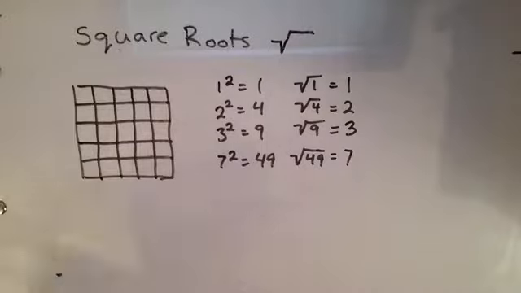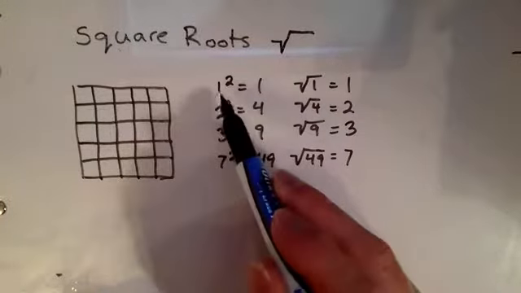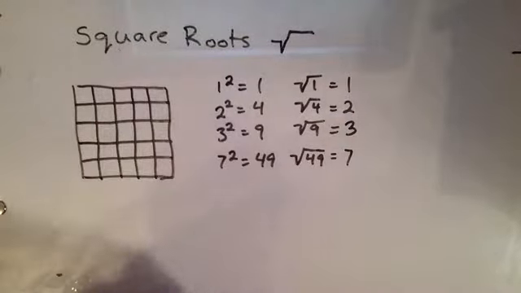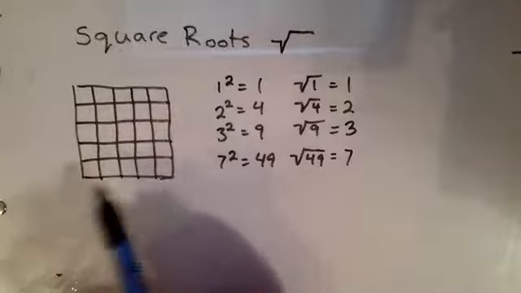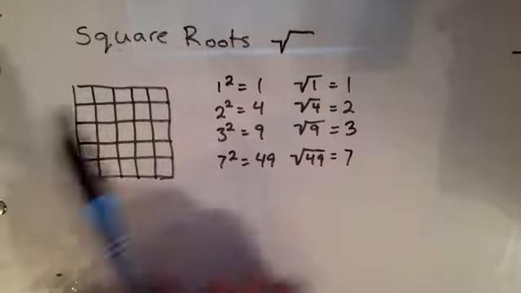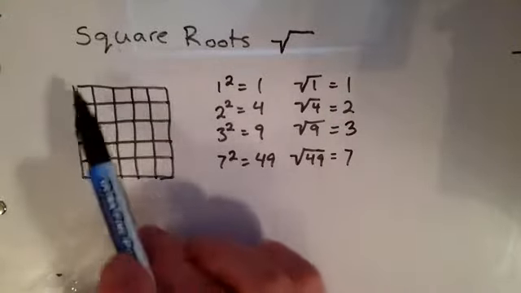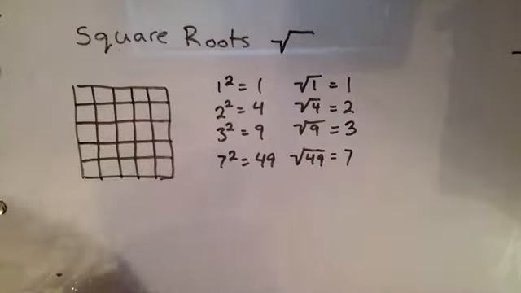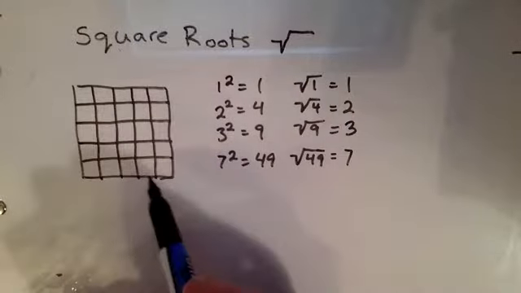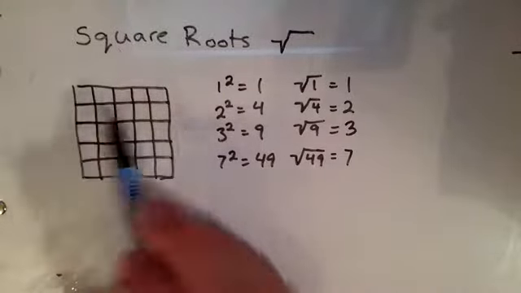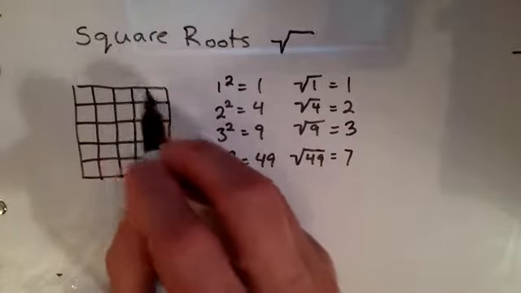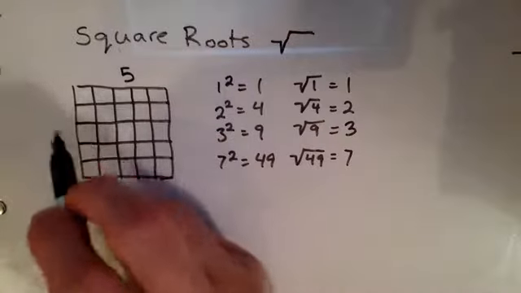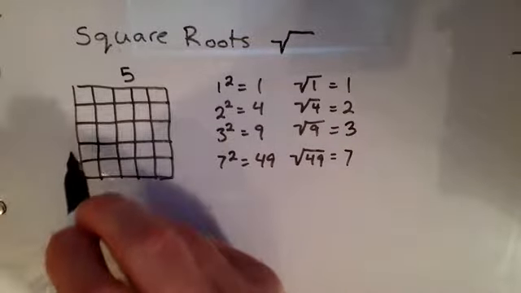Now, why is anything to the power of 2 called squared? Well, just as a quick review, if we had a square area here that had equal length, so any square has equal length and width, this one I made up to have a length and a width of 5. So 1, 2, 3, 4, 5, and 1, 2, 3, 4, 5.